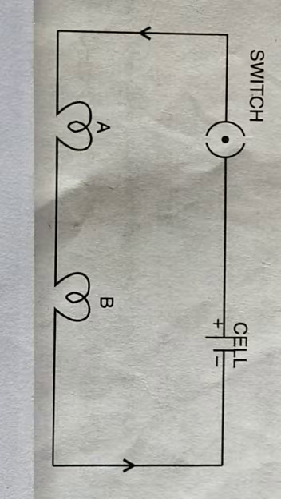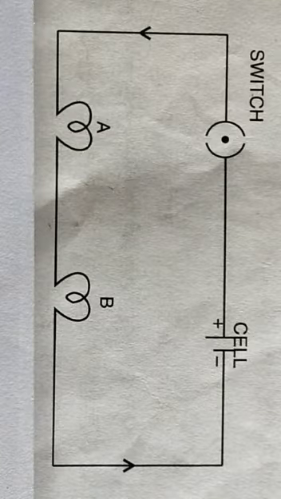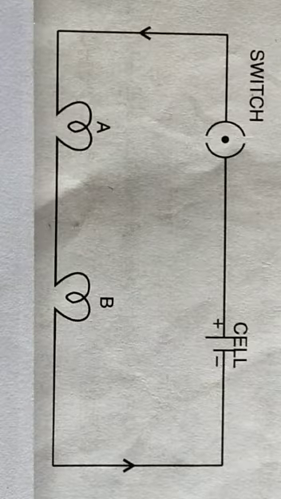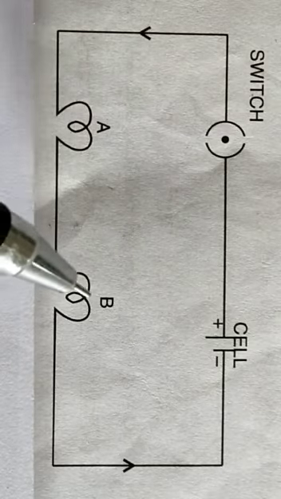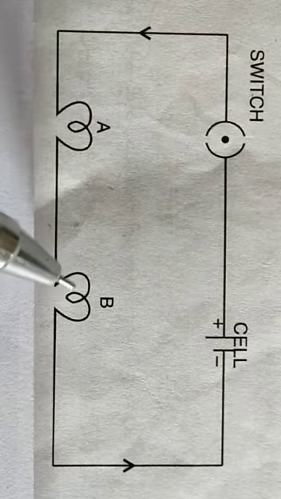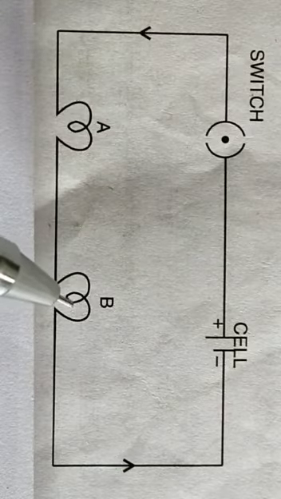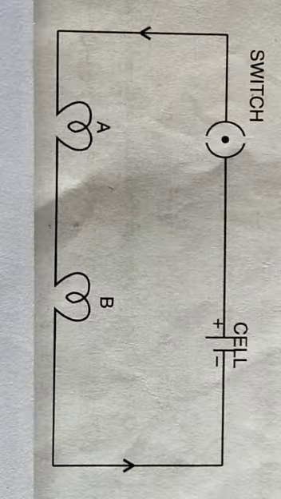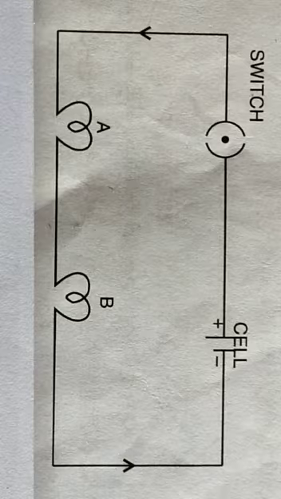Now when the switch is closed or the circuit is complete, both the bulbs glow together. Now if I replace bulb B with a fused one, if I remove this bulb B and bring another bulb which is a fused one and put it here, now what will happen? When we switch it on, both the bulbs will not glow.